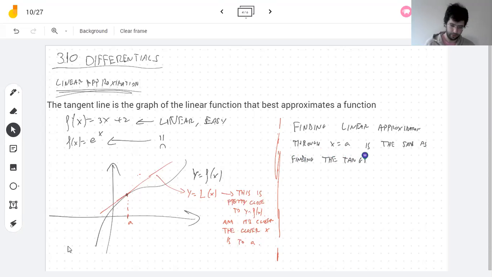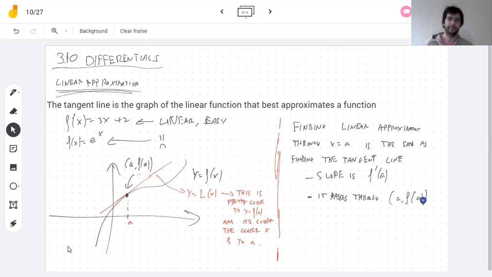If you're confused by what I'm about to do and you're thinking, why isn't this just finding the tangent line? That's because it is. So how do you find the tangent line? The slope is the derivative, and it passes through the points on the graph. What is this point on the graph? Well, it has x coordinate A, and it's on the graph. So the y coordinate is the function applied to the x coordinate. And that would make the point A, f of A.